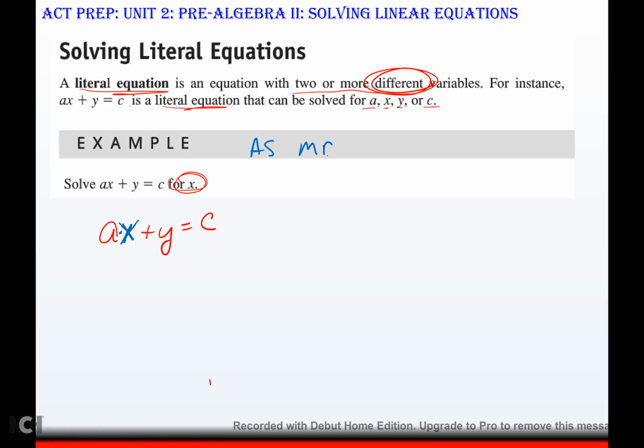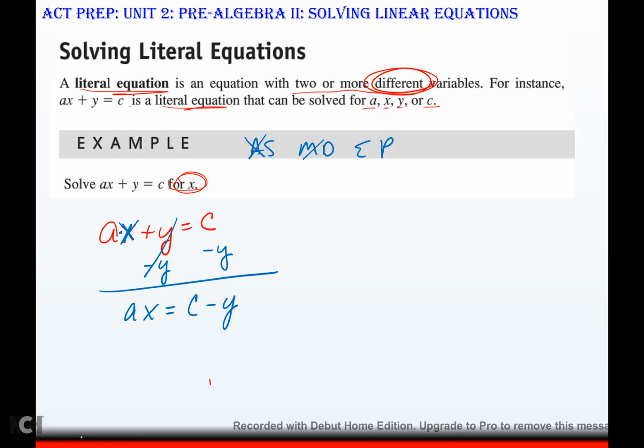Well, they're multiplying and adding. If we go Asmodep order, I've got to undo the adding before I undo the multiplying. So to undo adding y, I take away y. That gives me ax equals, you can't subtract a y from a c, so you just drop it. C minus y. Drop it like it's hot. It's too hot to do the math, so you just drop it like it's hot.